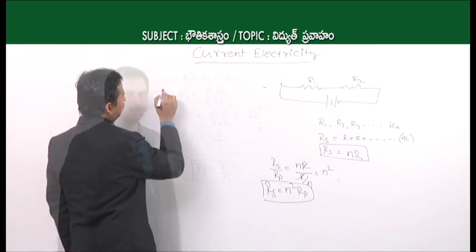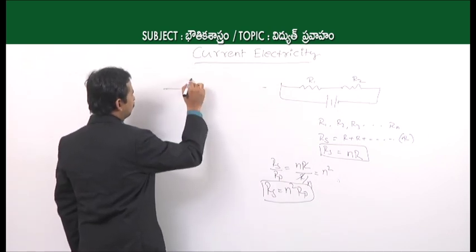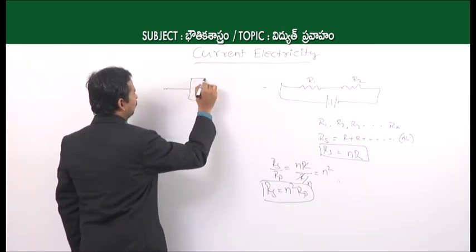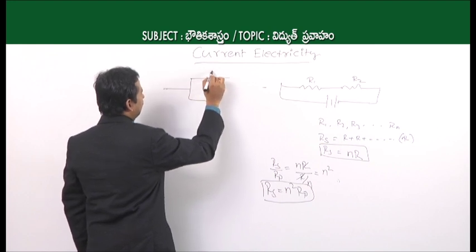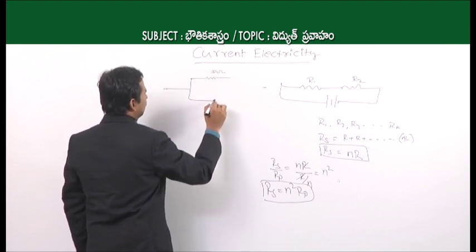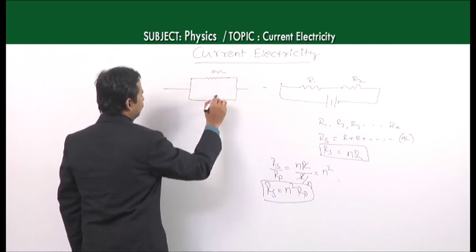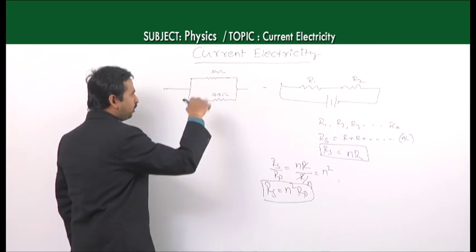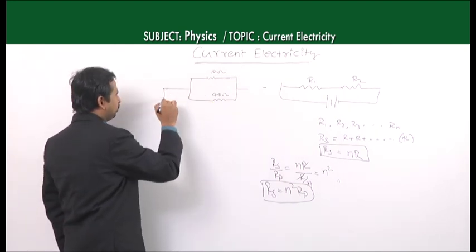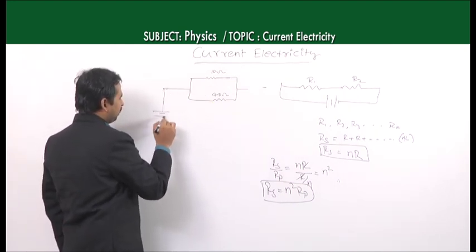Like this, we are taking a total of two resistances here, of which one has, let us suppose, 10 ohms, and another one, let us suppose, 40 ohms. And these two are connected to a battery of, let us say, 12 volts.